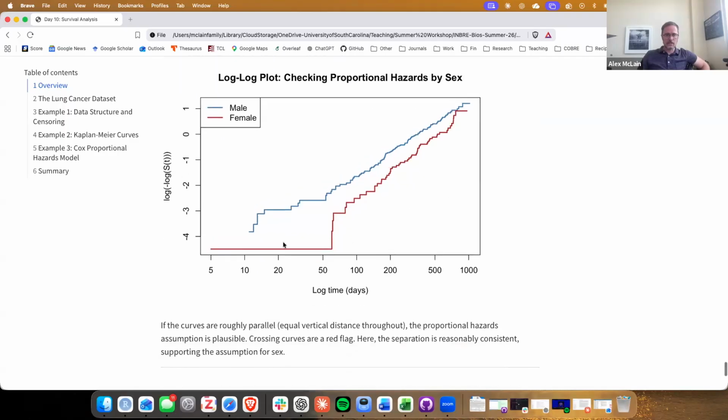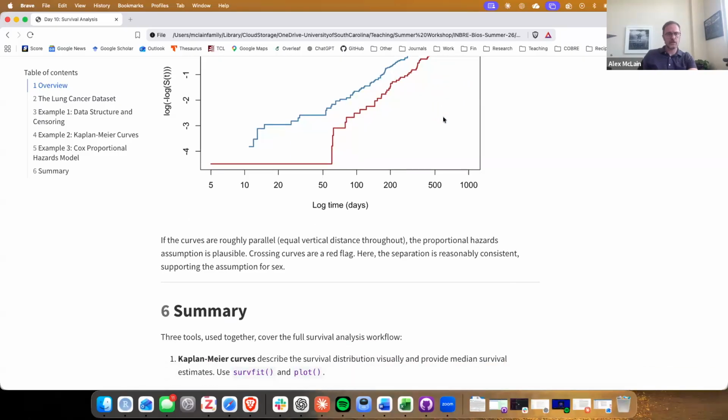So again, remember, this is log days down on the bottom. This is not days. So this first stretch, which seems so long, is really only the first 55 days or so. And then roughly parallel here, I'd say this is a decent situation. I wouldn't say it's famously working, but it seems like it's working pretty well. Okay.